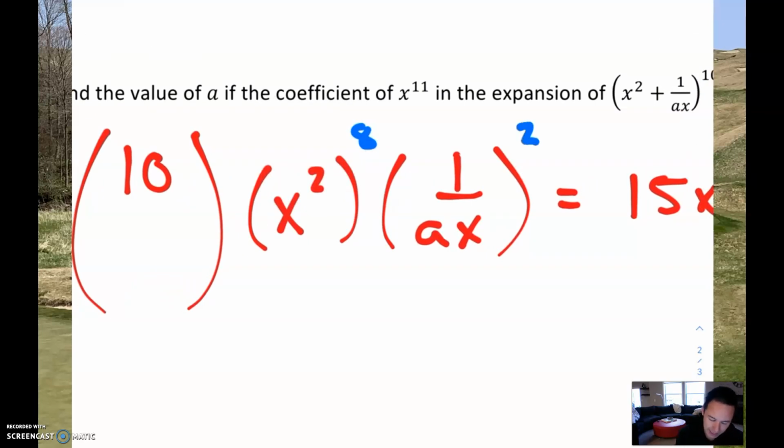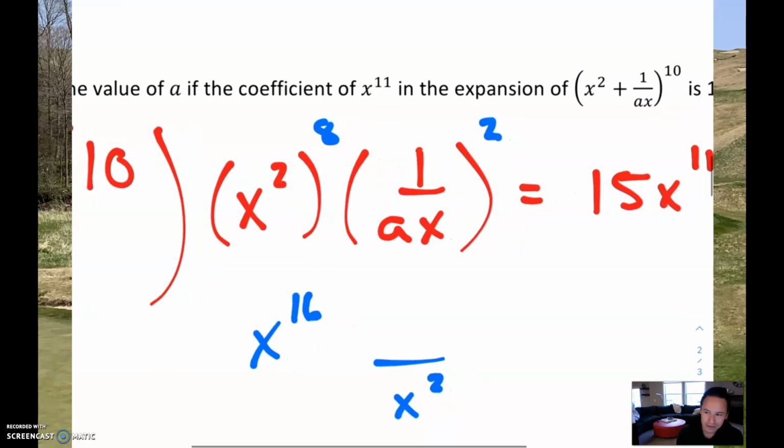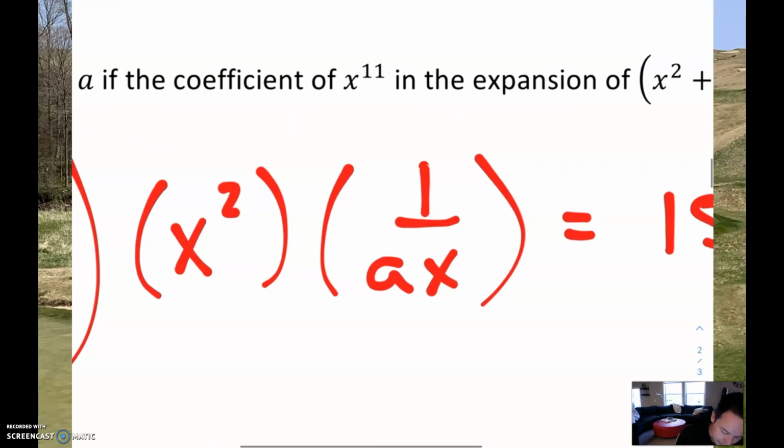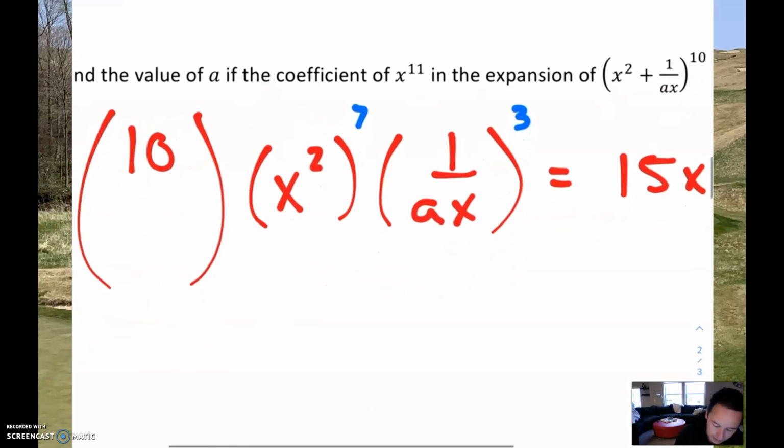And if you do this, x squared to the 8th power would give you x to the 16th. And on the bottom, you're going to have over x squared. And then 2 of those would cancel, and you get x to the 14th. Oops, that didn't work. So since that one gave me x to the 14th, I know it's got to be smaller than that. So I'm going to try a different combination. And because I know the answer, I'm going to try a 7 and a 3. And let's see what happens there.